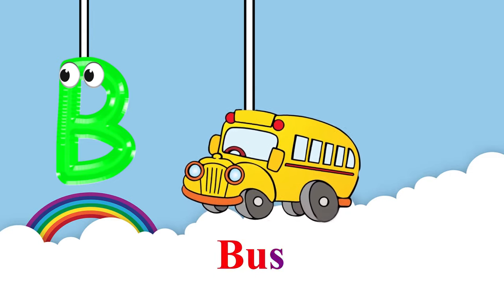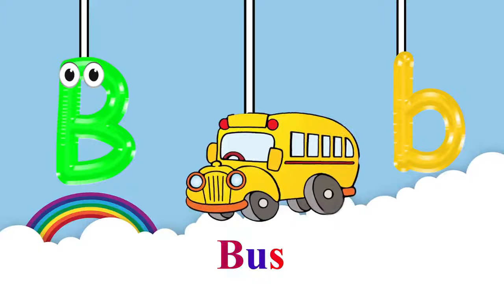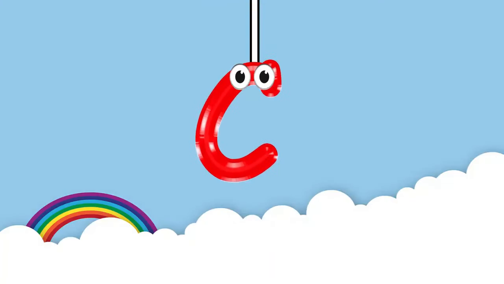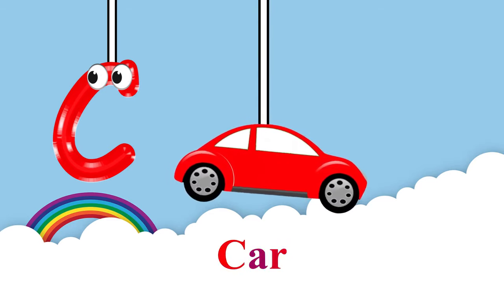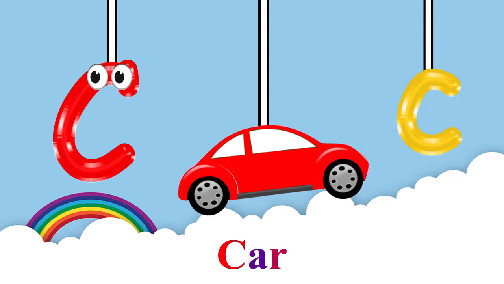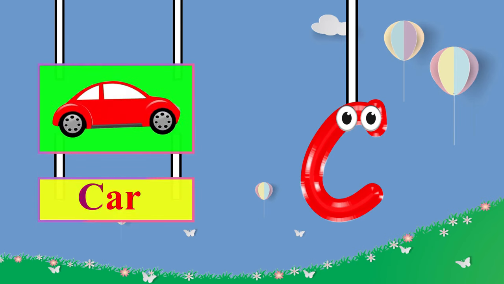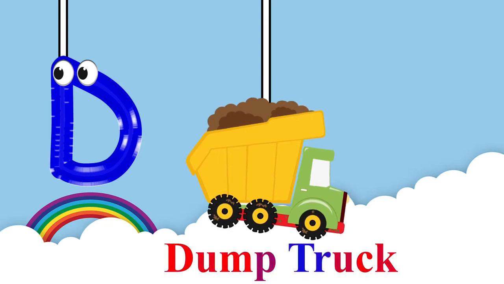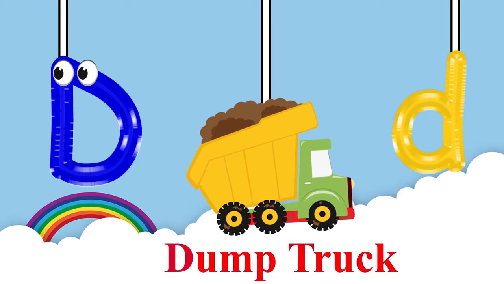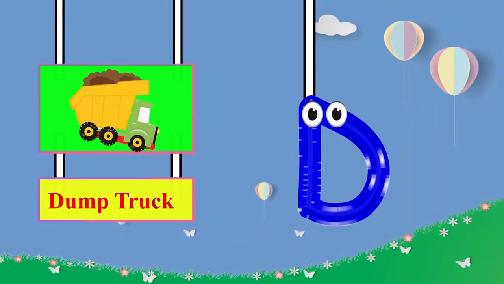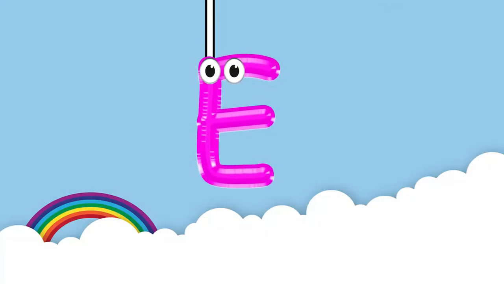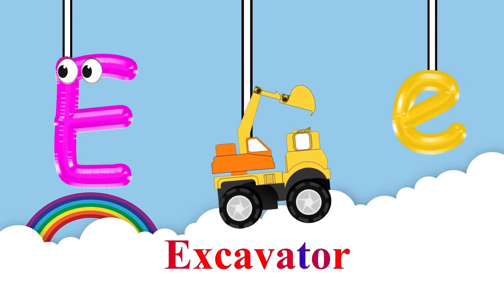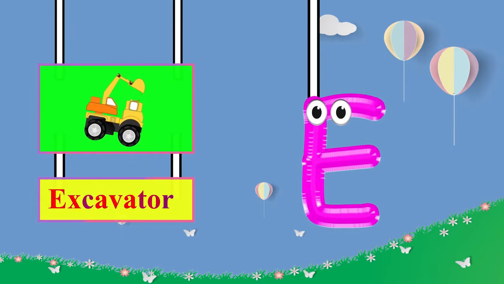B is for bus. B is for bus. C is for car. C is for car. D is for dump truck. D is for dump truck. E is for excavator. E is for excavator.